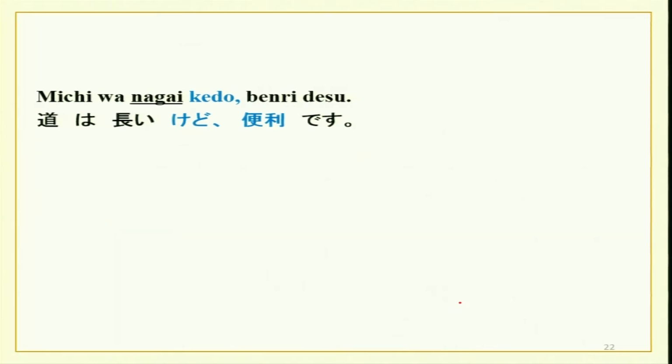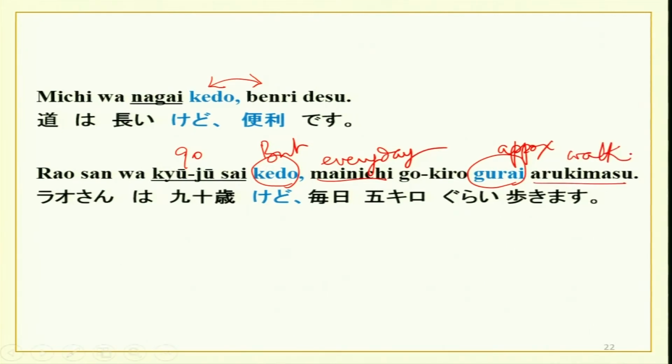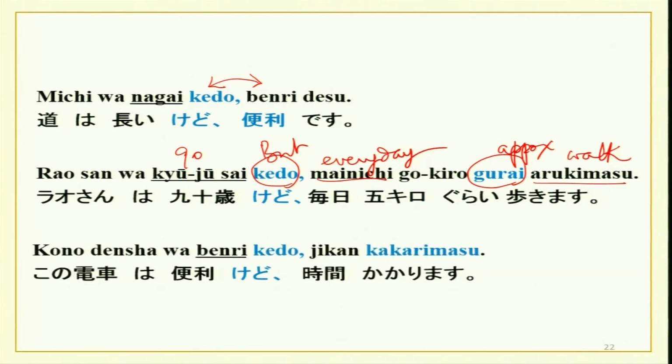Michi wa nagai kedo benri desu. Again you can see nagai kedo benri desu. It's long but convenient. Rao-san wa 90 sai kedo mainichi 5 kilo gurai arukimasu. Approximately, but, so 90 sai kedo mainichi every day 5 kilo gurai arukimasu. He walks. Even though he is 90 years old, every day he walks for approximately 5 kilometers.